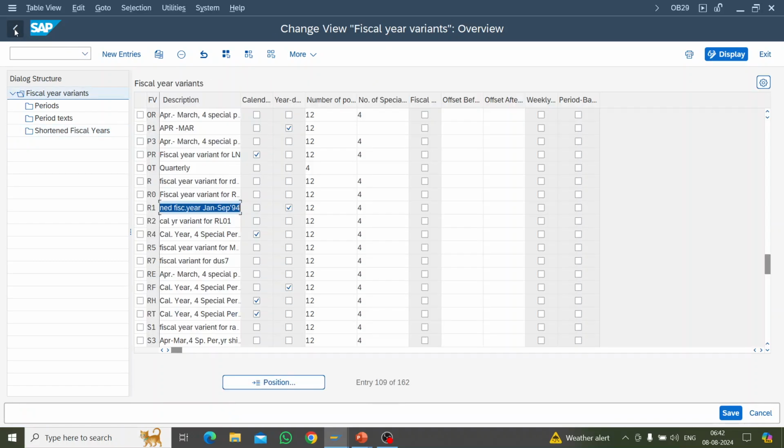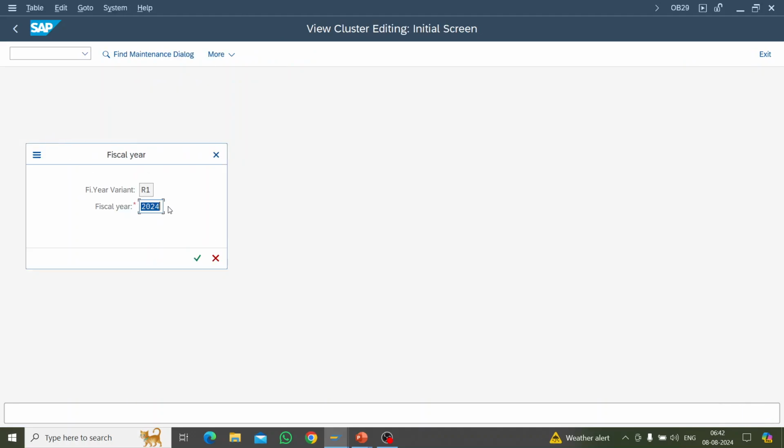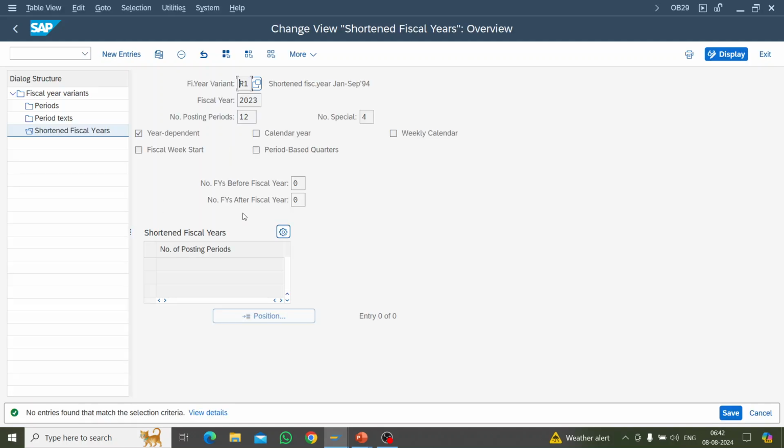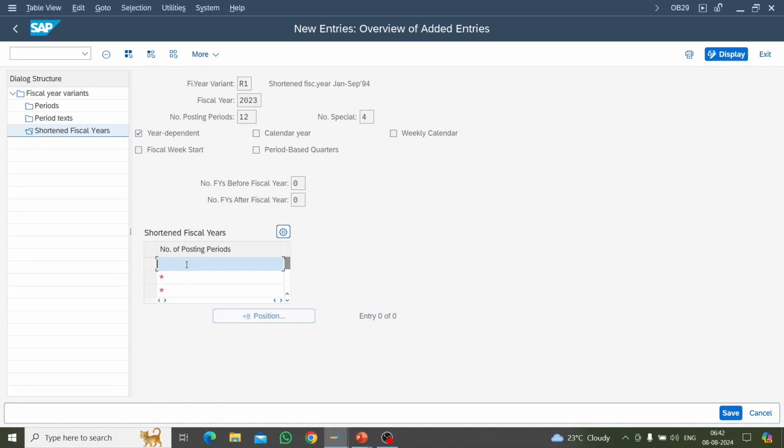So right now I am not going to do that part. What I will do is I will open up this, click on this, and we'll see if, okay, I think 23, let me see if it is available. Here also it is not maintained. Basically, you have to click on new entries and explain how many posting periods you need. You can have 1, you can have 10, you can have 9, you can have 6. Everything is dependent on the business requirement when this will be used.